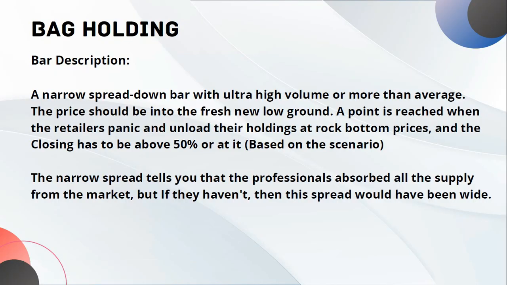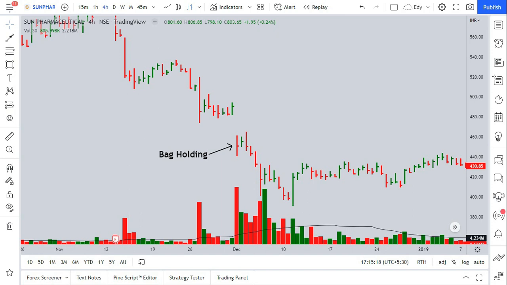So now, as I told you, let's understand this with examples. Here, as you can see, there is a bag holding concept. What is the concept of bag holding? It has to be a narrow spread down bar, right? Narrow spread, and the closing has to be around 50% or more. It looks like a stopping volume, but stopping volume has to be a wide spread bar, just like this. But this is a narrow spread bar.